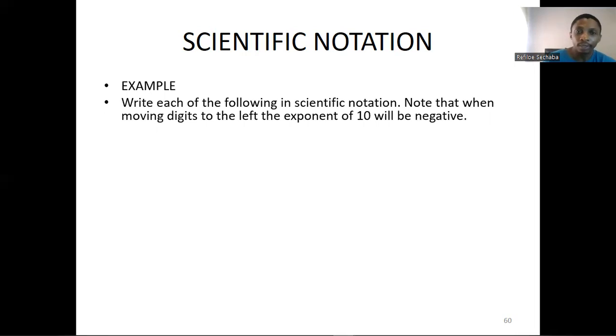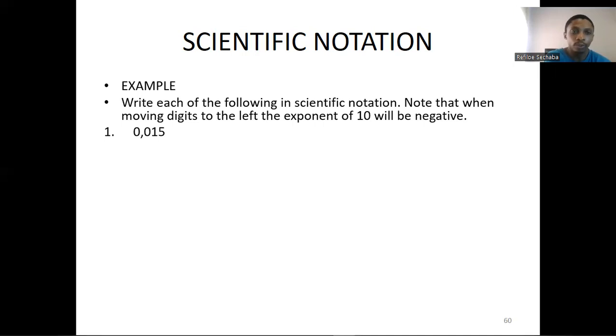Write each of the following in scientific notation. Note that when moving digits to the left, the exponent of 10 will be negative. For instance, if you have something like this, 0,015, we want the first digit to be between 1 and 10. So we need to move the first digit that we can move. It's simply that 1. So we need to move that 1 how many times to the left?